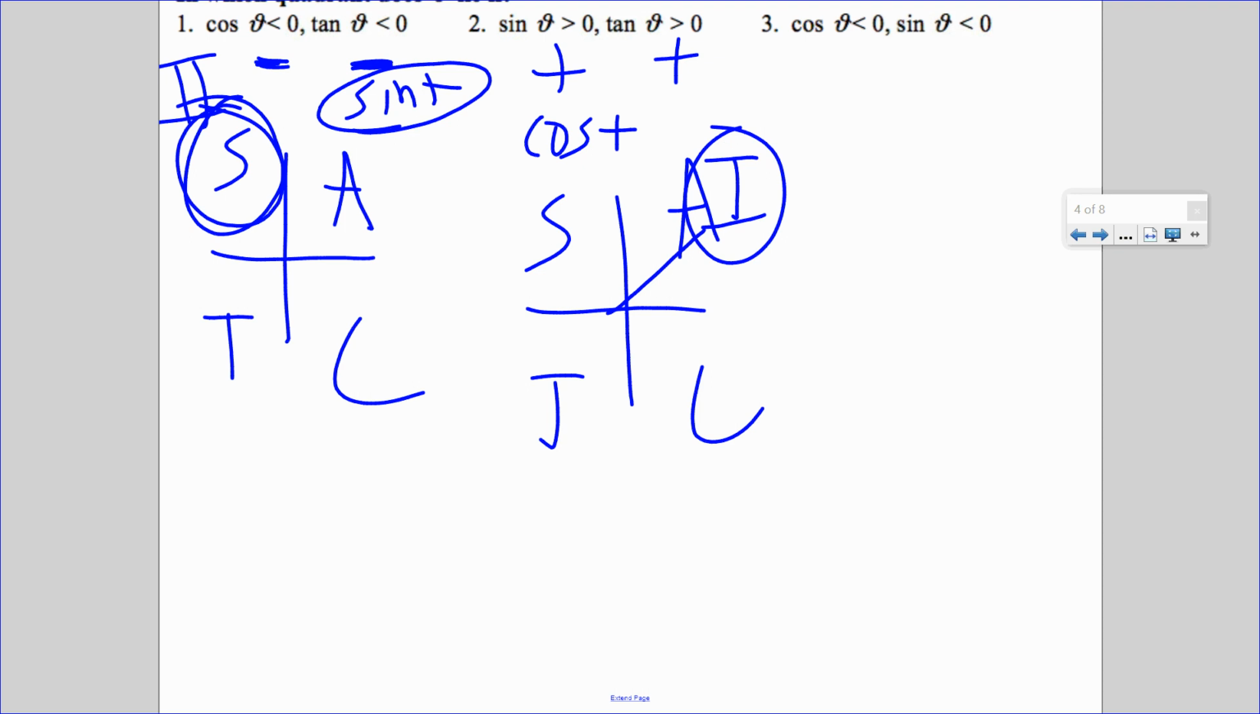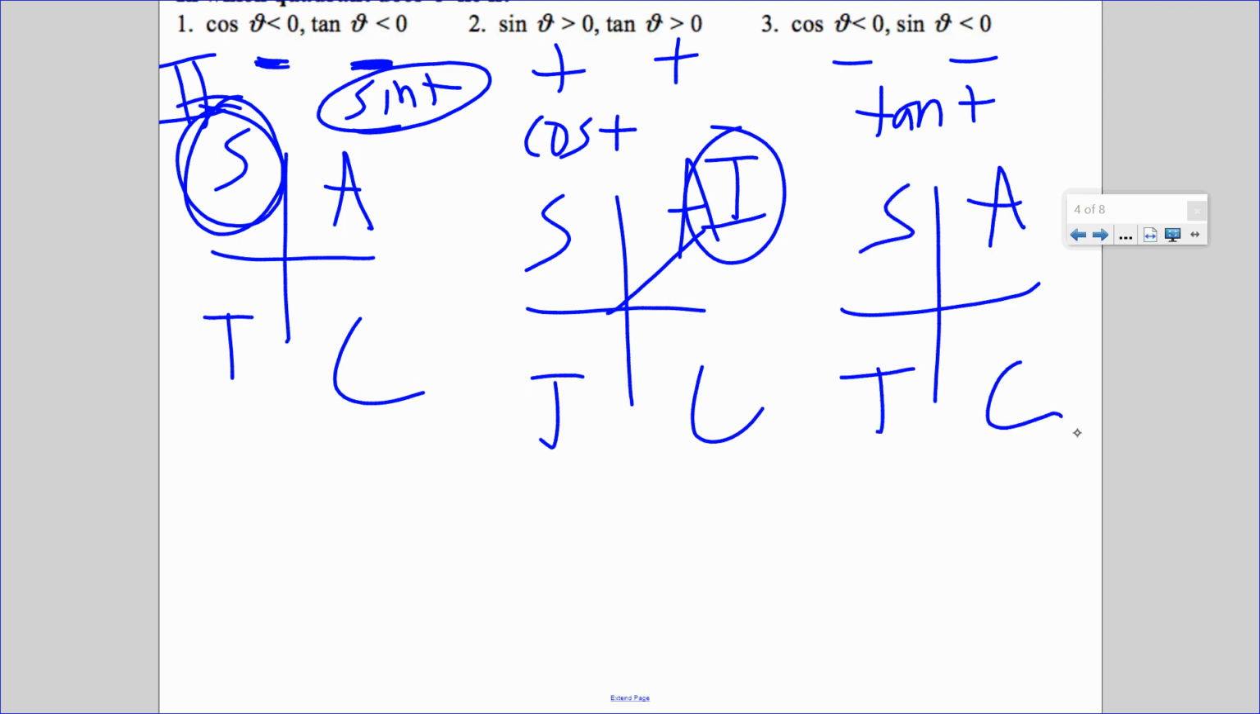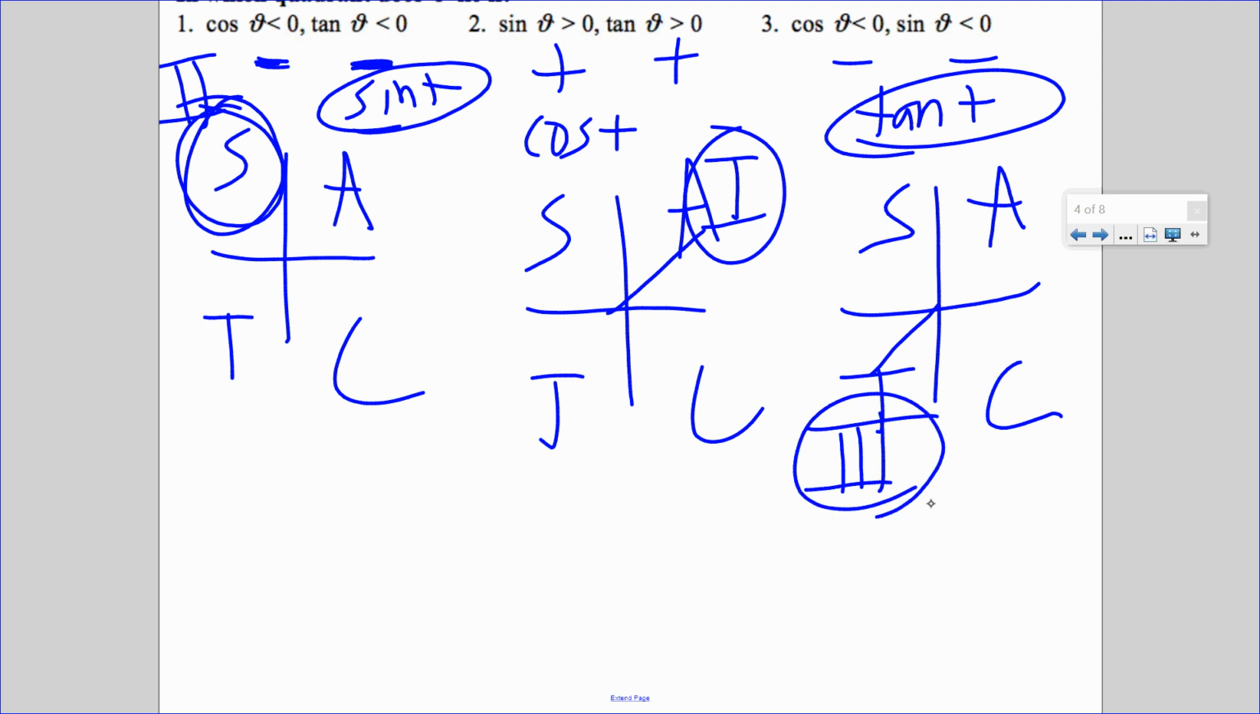Number 3, cosine is negative, sine is negative. That means that tan must be positive. Again, I can't have all the negative. Either one's positive or all 3 are positive. So now I go to my All Students Take Calculus. Where is tangent positive? Quadrant 3.